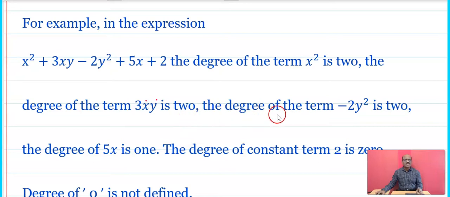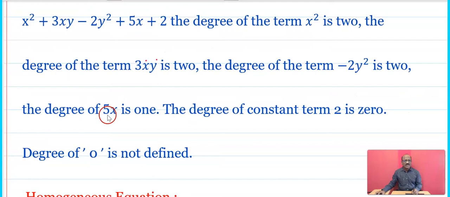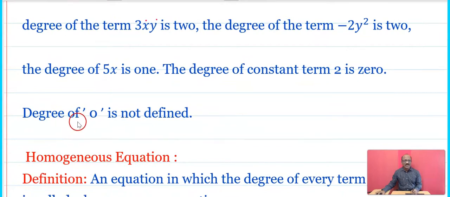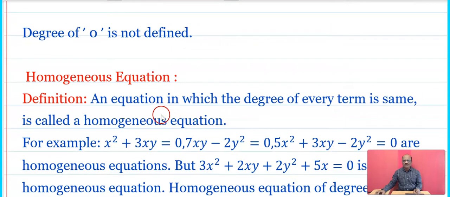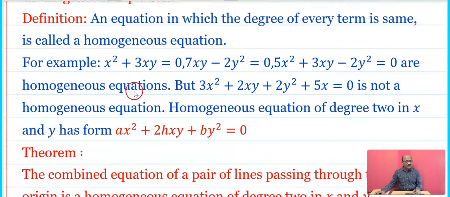The degree of the term minus 2y square is also 2. The degree of the term 5x is 1. The degree of the constant 2 is 0, and the degree of 0 is not defined. Now the homogeneous equation: an equation in which the degree of every term is the same is called a homogeneous equation. For example, x square plus 3xy equals 0.